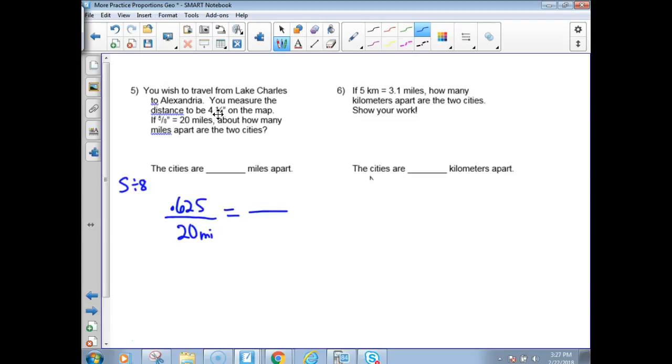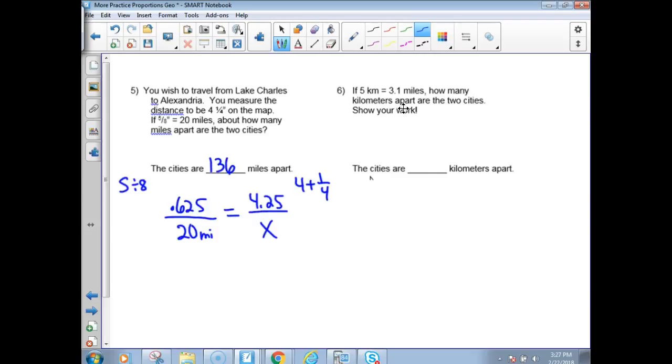As, now I've got my inches on the map, 4 1/4. You remember how you type that? 4 plus 1 divided by 4. 4.25. And we want to find out how many miles apart they are. So cross multiply, please, and divide. 20 times 4.25 divided by 0.625 is a lot of miles. 136, I think it is, if I remember correctly.